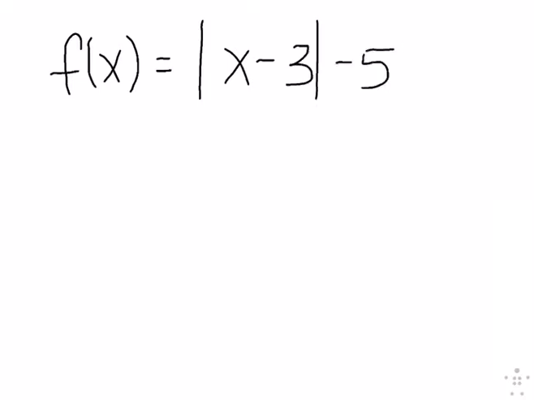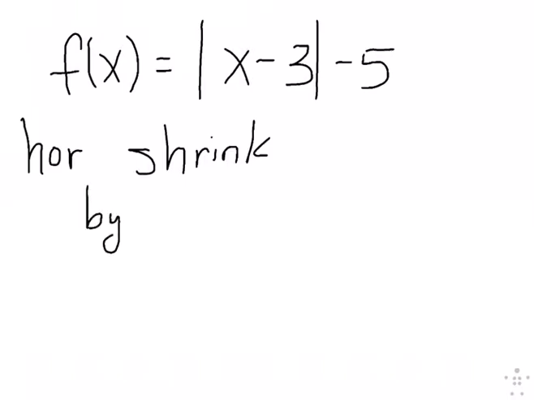Inside. Now here's the catch that I didn't tell you about yesterday. If I give you the same problem, absolute value x minus 3 minus 5, and I want to do a horizontal shrink by 1/3. Okay? Now, here's the thing. When you look at a horizontal shrink, and I said by 1/3, it says A has to be bigger than 1. Is 1/3 bigger than 1?